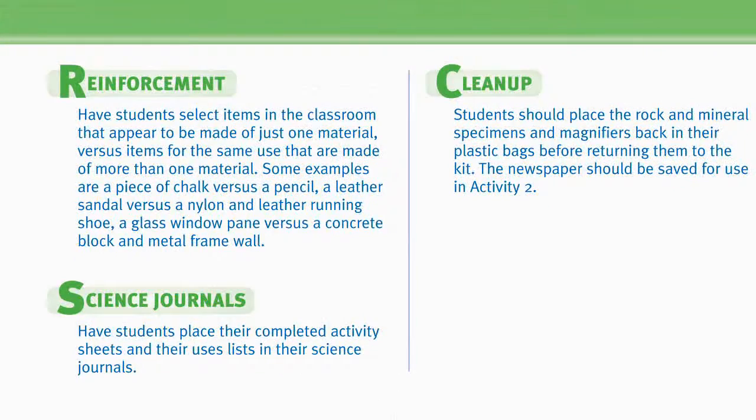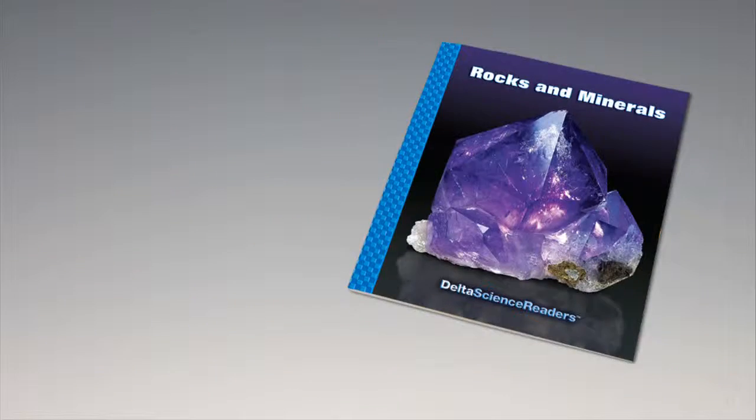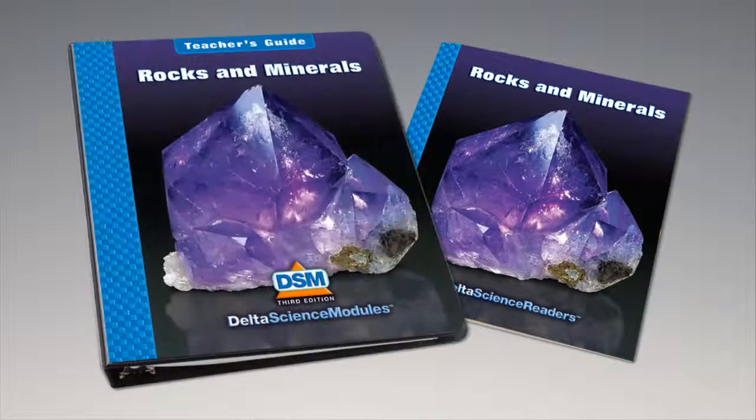To conclude the activity, return all unused ingredients to the kit. Discard any soiled newspaper and save the rest for use in Activity 3. Rinse and air dry the containers, tongue depressors, and measuring spoons, and return them to the kit along with the video. Note that the containers will be used again in Activity 8. For science background, reinforcement activities, curriculum connections, and information about the Delta Science Reader, please consult your DSM Teacher's Guide.